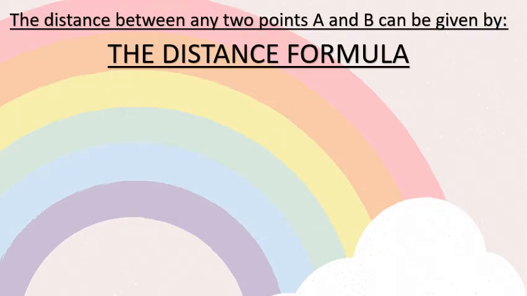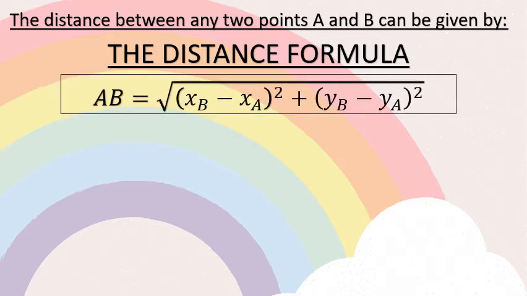So, like I just said, the distance between any two points A and B can be given by this distance formula. It's very important that you memorize this formula because we're not necessarily going to give it to you in an exam. Just remember that the plus is outside of the brackets in the middle and there are minus signs in the brackets.